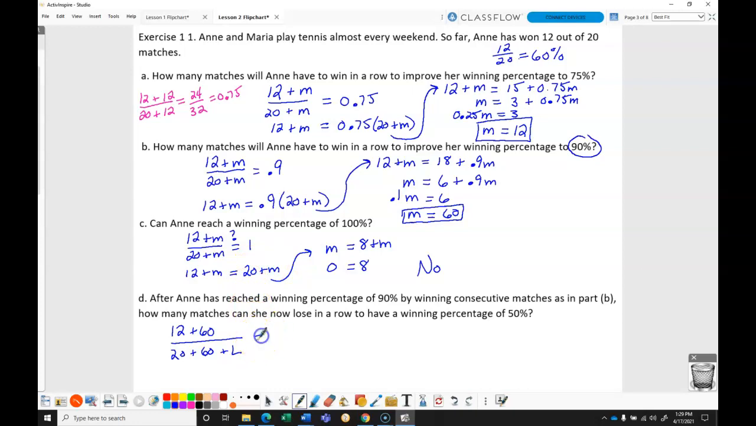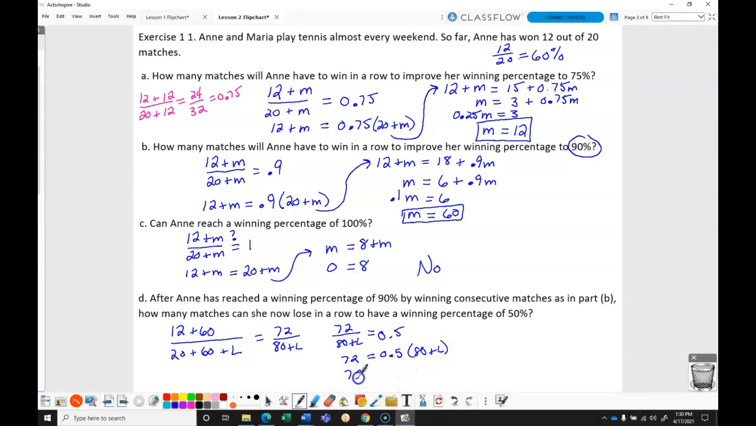All right, so if I simplify this, I've got 72 over 80 plus L. Okay, so I want to make 72 over 80 plus L equal to 50%. So 72 over 80 plus L is going to equal 0.5. I'm going to go ahead and multiply both sides by this denominator, the 80 plus L. So 72 equals 0.5 times 80 plus L.